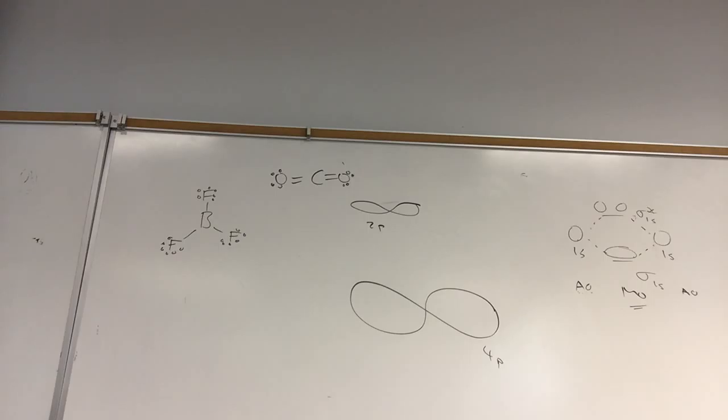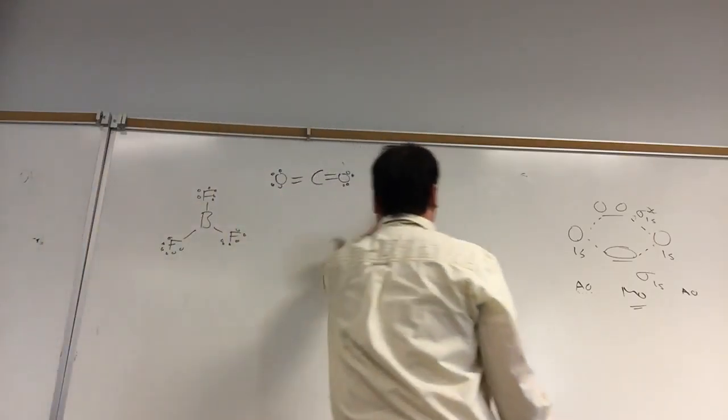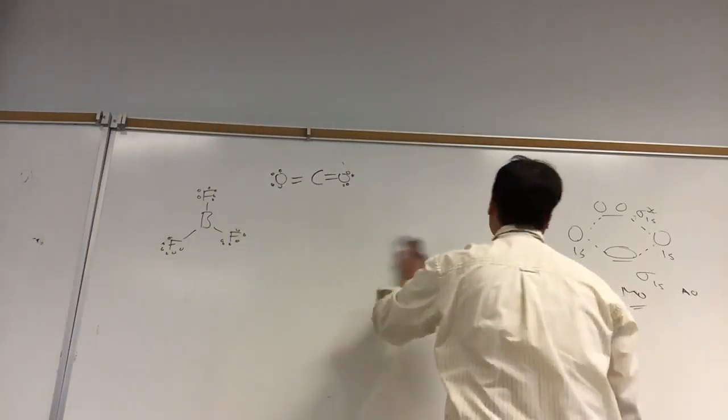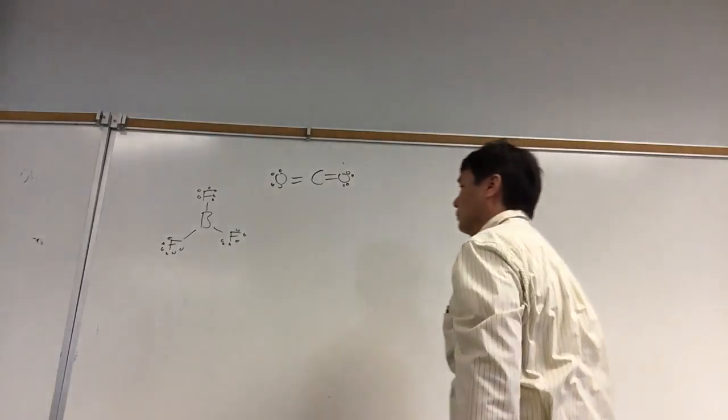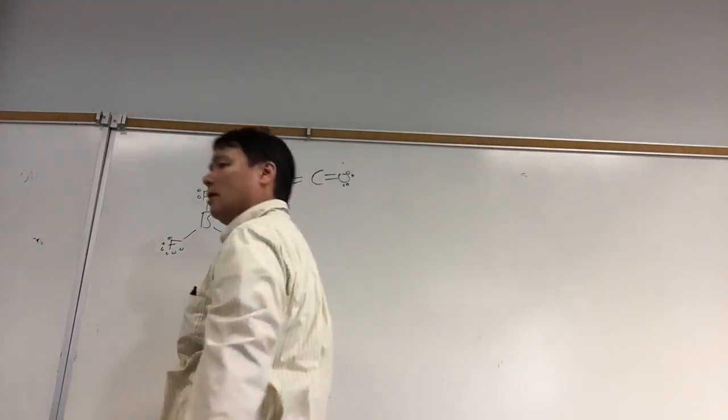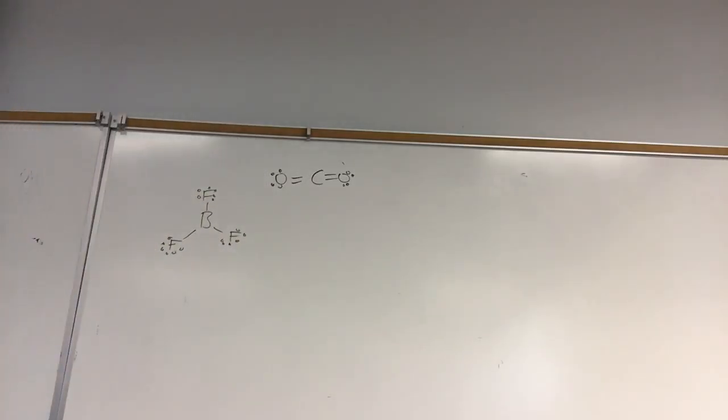BF3 is easy because it has less than an octet. It's only got 6 electrons there. What's the conjugate base for BF3? Well, in Lewis acid-base reactions, you form what we call a Lewis acid-base adduct. Conjugate acids and bases we use in Bronsted to understand it because the acids are the same, and therefore we're going to get the conjugate base.